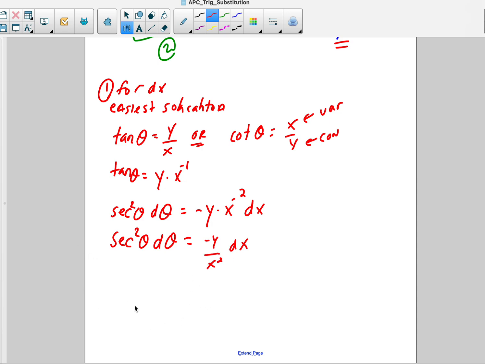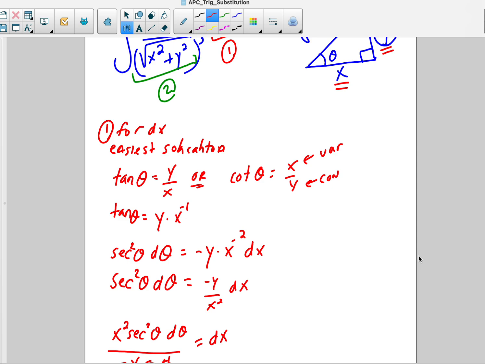And then I'm going to multiply the x squared over, so I'm going to get x squared secant squared theta d theta all over a negative y. And again, it's worth noting that this is a number, right? And this is my dx. Great, okay. So it's not the most fun thing in the world, but it's fine. I can deal with it, right?